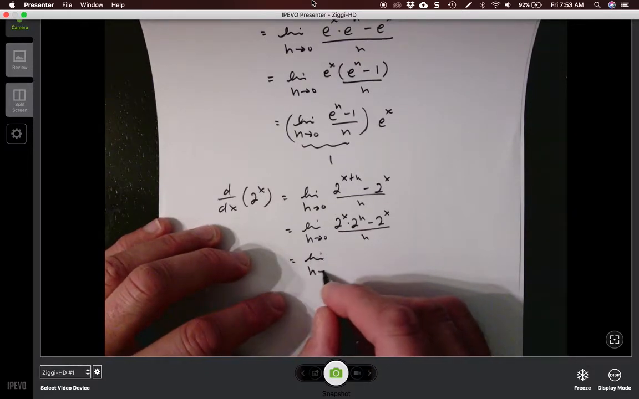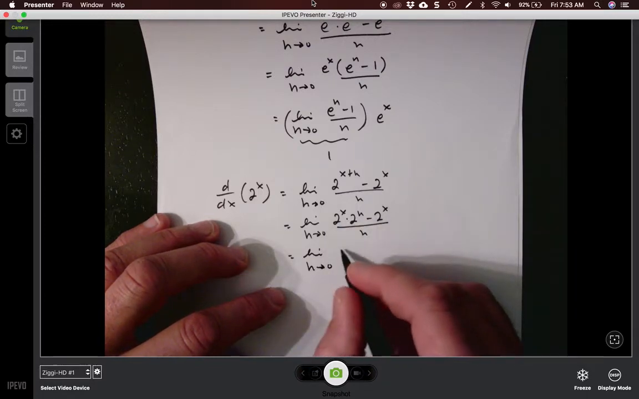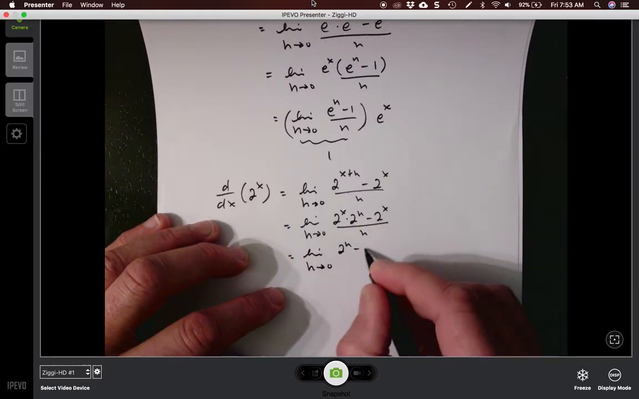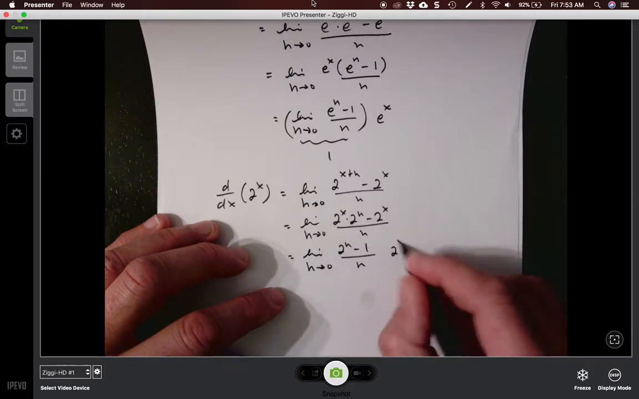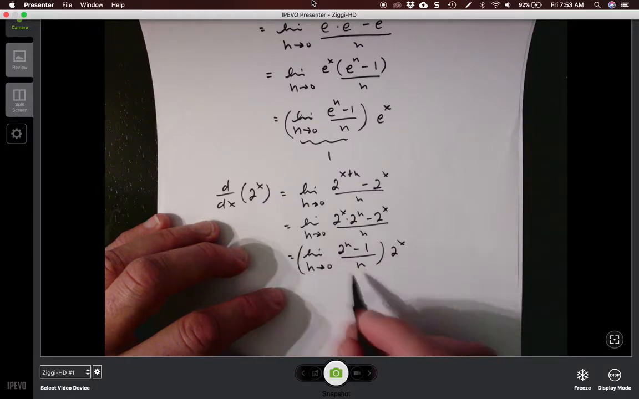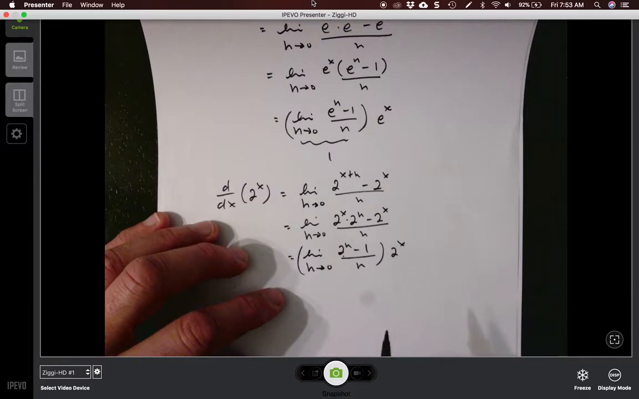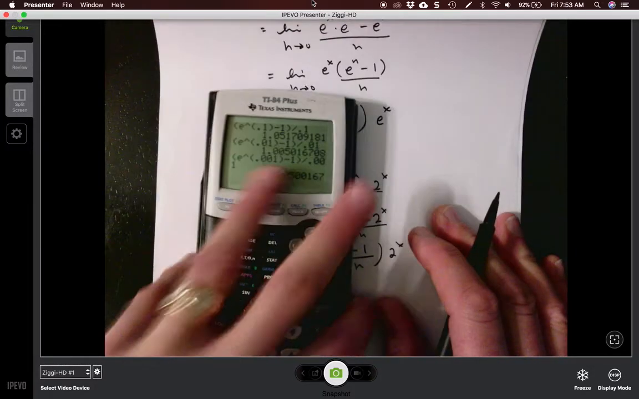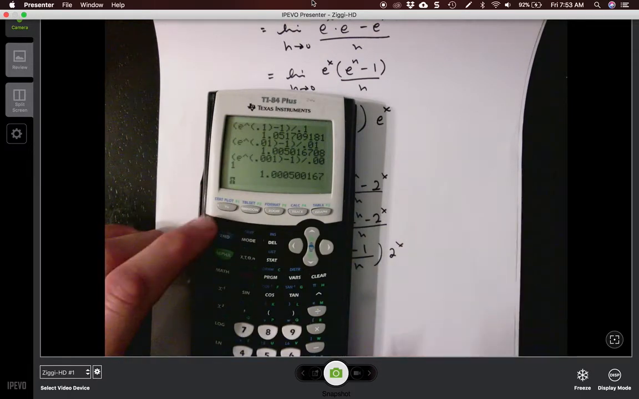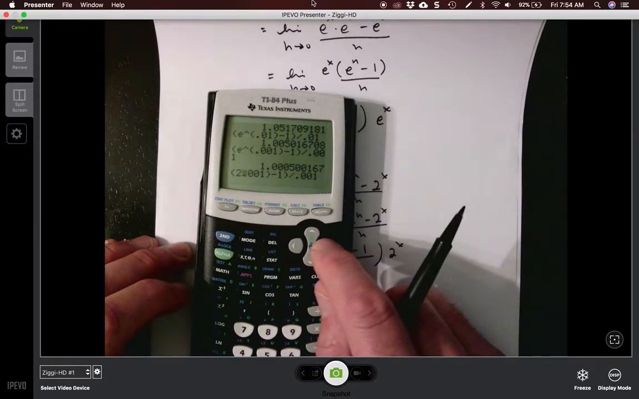This is the limit as h goes to 0. You can factor out a 2 to the x here, and you're going to get 2 to the h minus 1 divided by h, and then times 2 to the x. So we end up with a very similar expression to the one up here, except now this is going to be a 2 instead of an e. If we go back to the calculator and suppose I wanted to know what this number is, I'm just going to replace these e's with 2's.